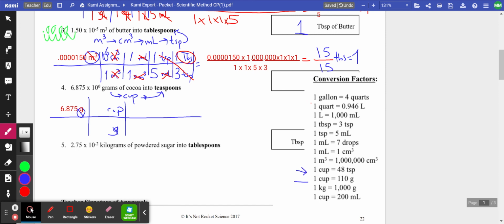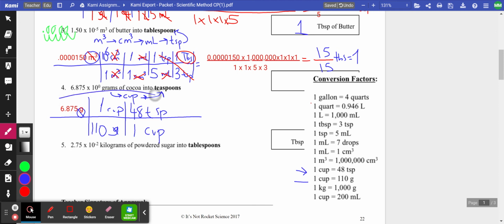Oh, wait. I need to convert gram. Do I have gram to cup? Oh yeah, here. 1 cup, 110 gram. All right, now I have cup on the top. So what is my next conversion unit supposed to be? Conversion factor is supposed to be cup to teaspoon or teaspoon to cup, right? Teaspoon on the top, cup on the bottom. How many cup, how many teaspoon? 1 cup equal to 48 teaspoon.